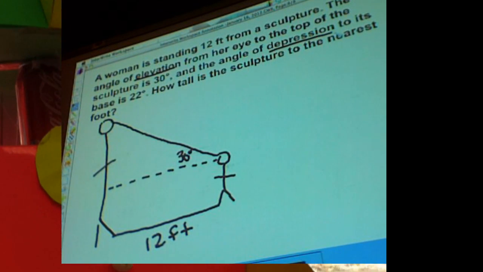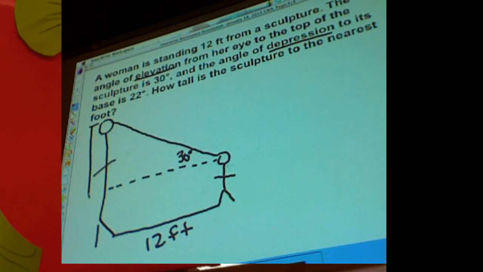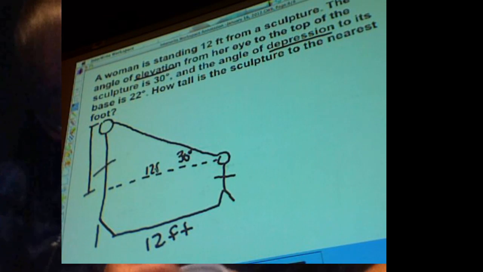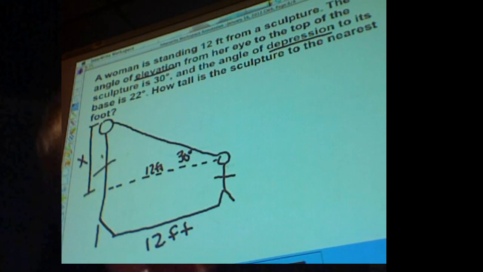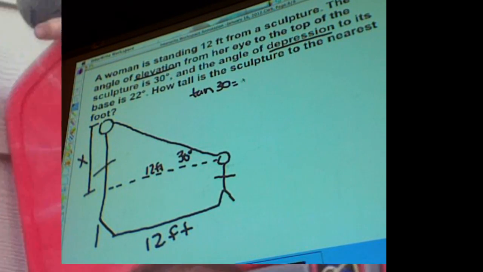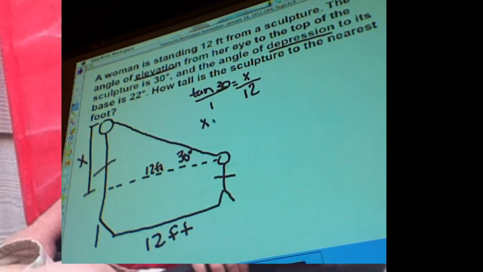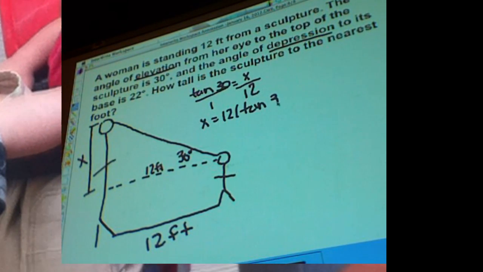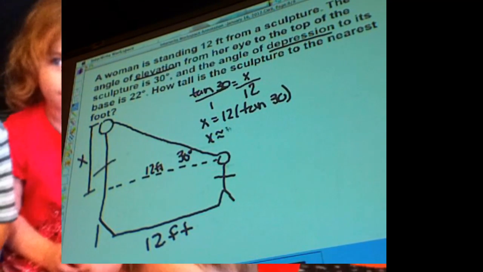Let's see how you did. Let's take a look at using our angle of elevation first to find this part of the sculpture. We know this is 12 feet because it's the same distance as down here. So we're trying to find x. We are going to use the tangent, which equals the opposite over the adjacent, create your proportion, and cross multiply. You get that this part of the sculpture is approximately 7 feet tall.